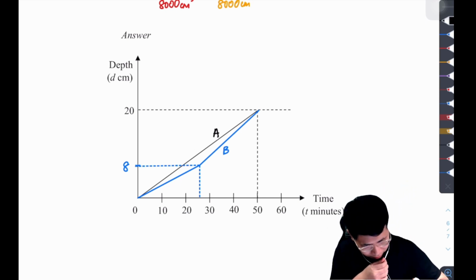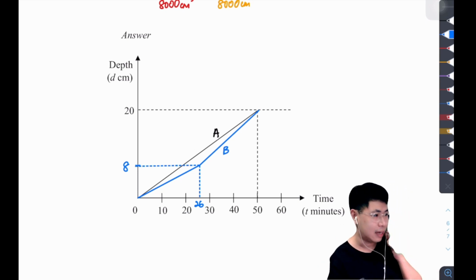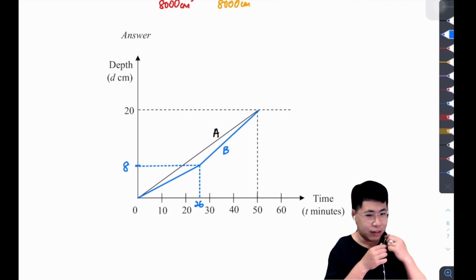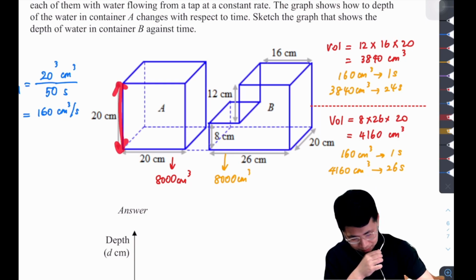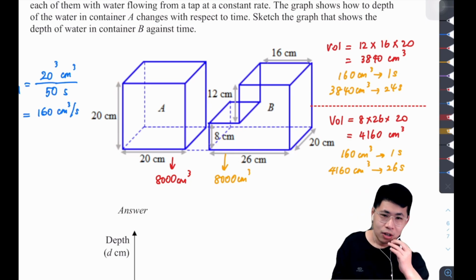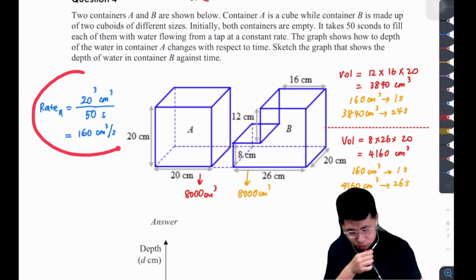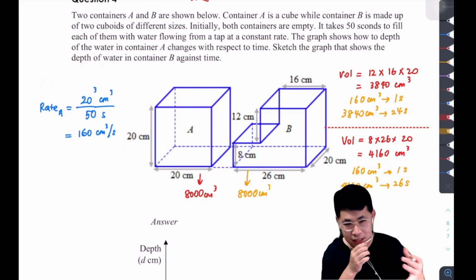Okay, and it takes 26 seconds to fill the first part, the remaining 24 seconds to fill the second part over there. Okay, and at the end of the day, both the height, as you can see over here, this is going to be 20 cm, this one total is also going to be 20 cm. Okay, so now the gist of the story is this. We can use this to find the rate of it filling.